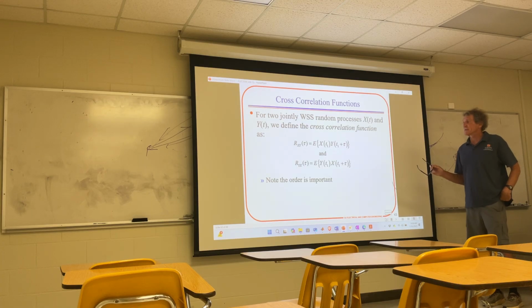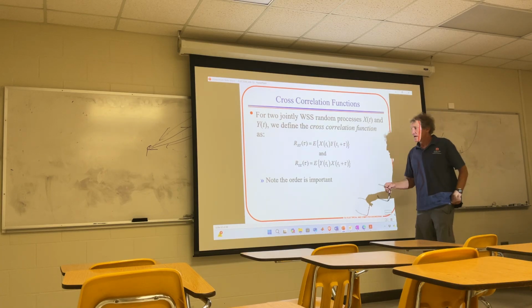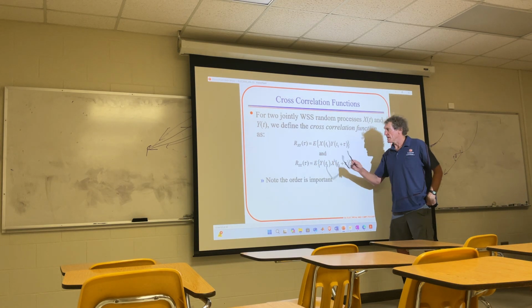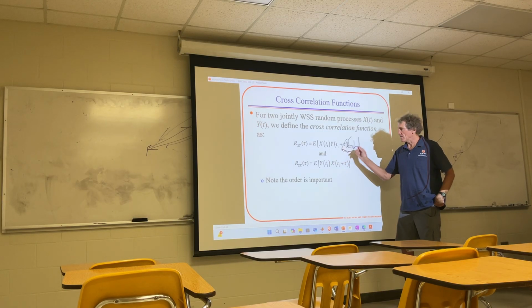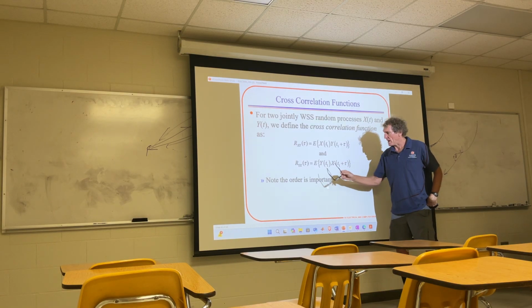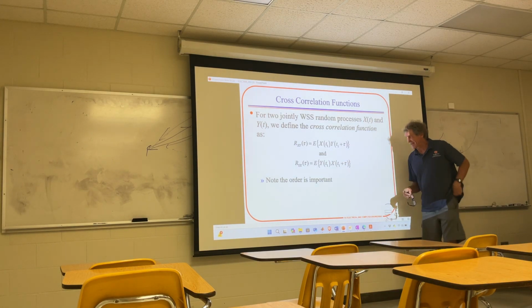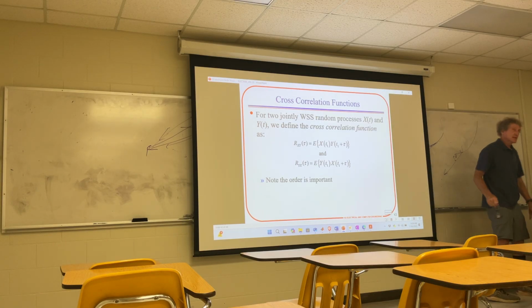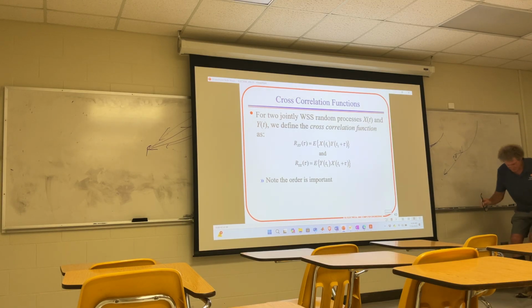Now, the order is important, so if you take x, y, it means x is the non-skewed variable, y is going to be skewed. If it's y, x, y is the non-skewed, and x will have a skew, and they will be different, which is something you don't expect, because you remember with autocorrelation and with convolution, it doesn't matter which one goes first. With cross-correlation, it does. Just something to keep in mind.